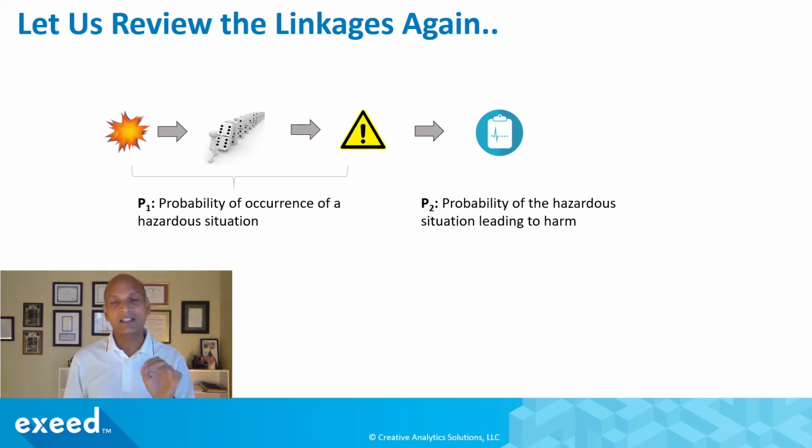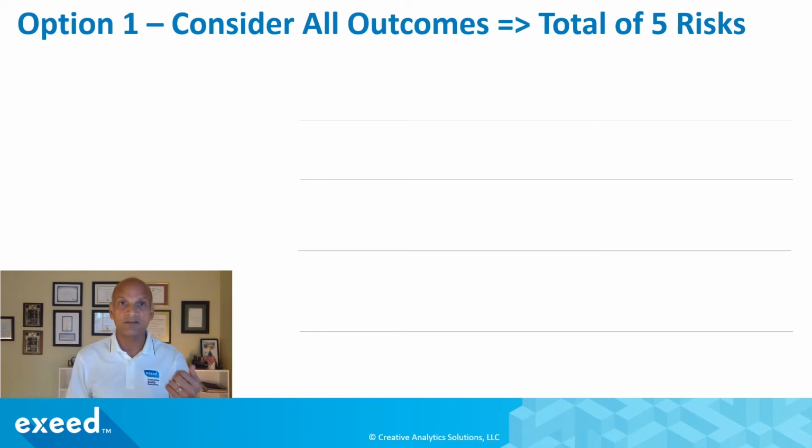Now, once the hazardous situation has occurred, there is another probability called P2, the probability of the hazardous situation leading to harm. So you have some exposure with a probability of P1, and that P1 could lead to one or more P2s for one or more harms of one or more severity levels. That is the scenario we are talking about. Okay, and finally, you can calculate the POH, which stands for probability of harm, as the multiplication of those two, P1 times P2. And you could do that for every severity level.